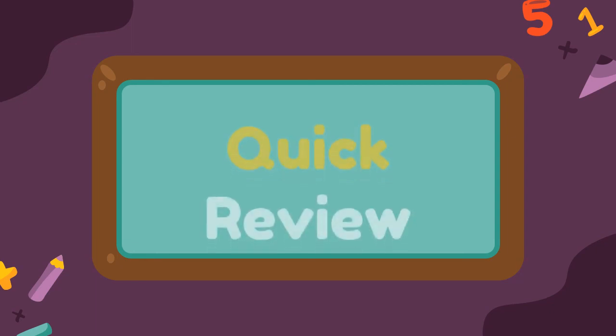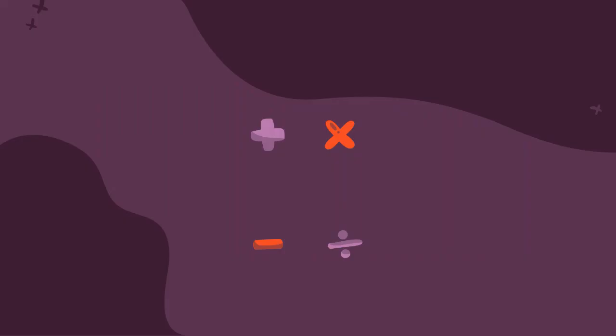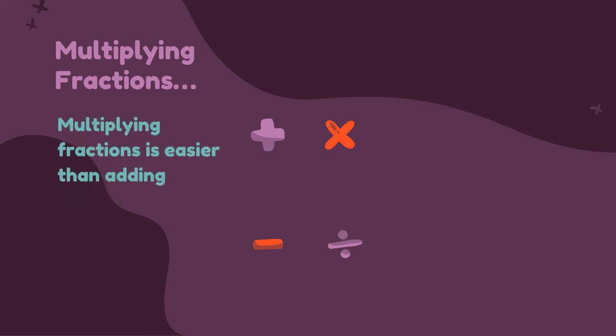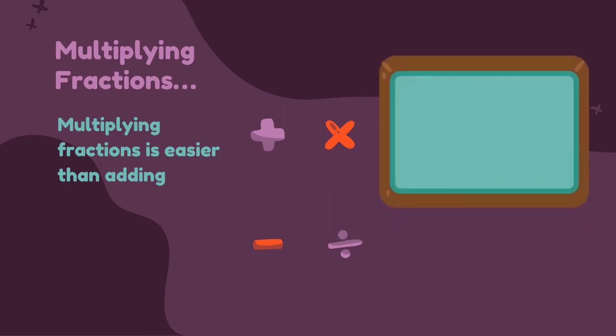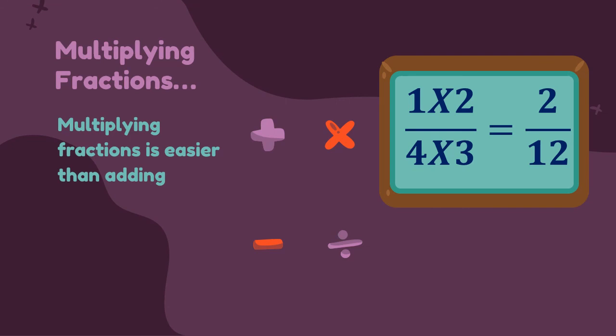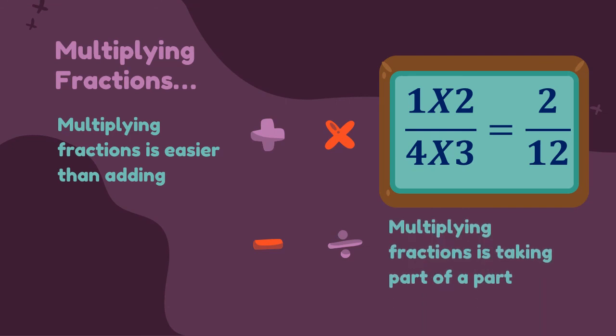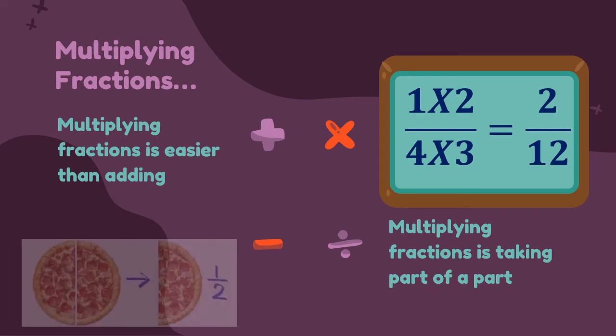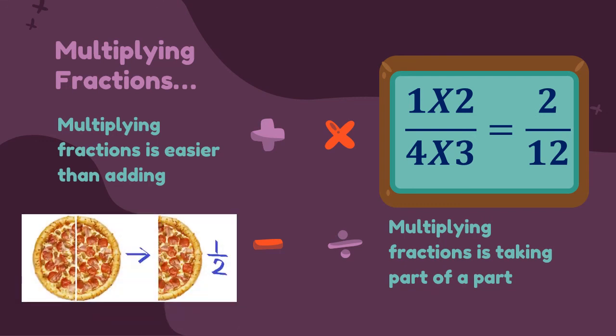Let's do a quick review. Multiplying fractions is even easier than adding fractions. The procedure for multiplying fractions is to multiply the top numbers to get the answer's top number and multiply the bottom numbers to get the answer's bottom number. If you think of fractions as parts of something, then multiplying a fraction by another fraction is the same as taking a part of a part.